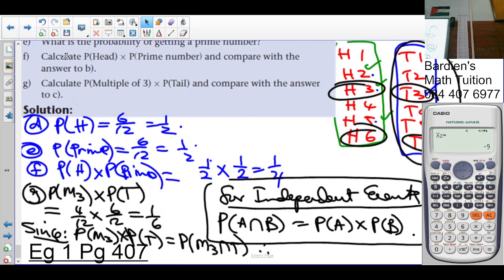Okay? And independent events means to say that the one event is not dependent on the other. So that is your formula or your identity for independent events. Okay?